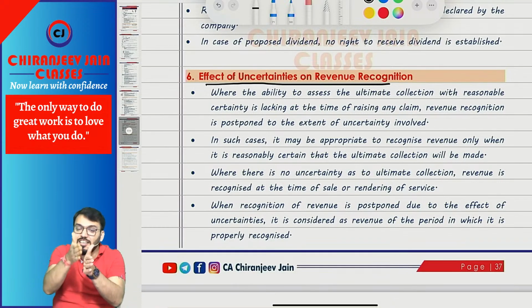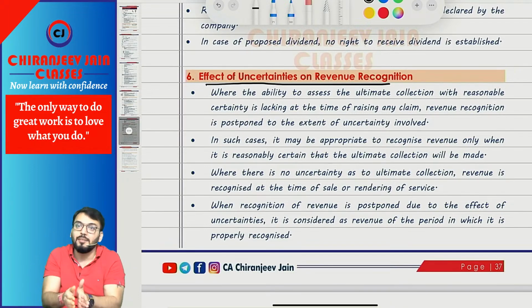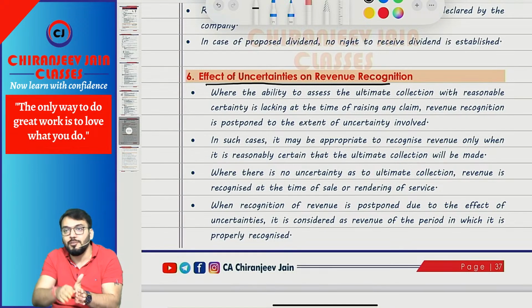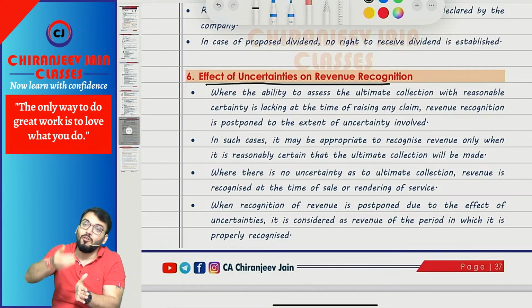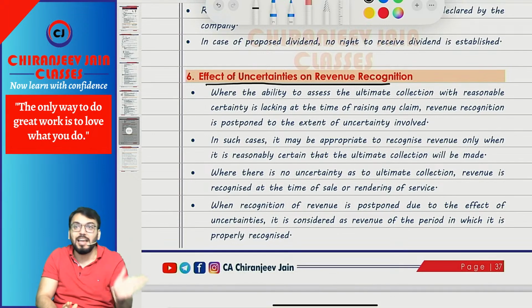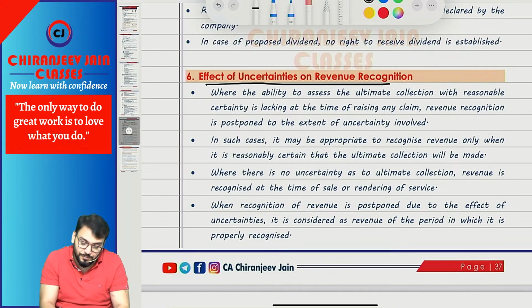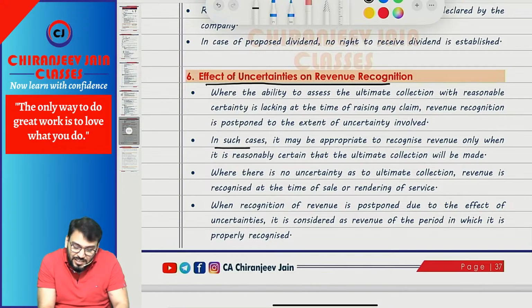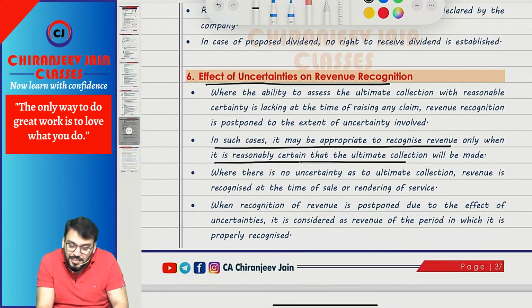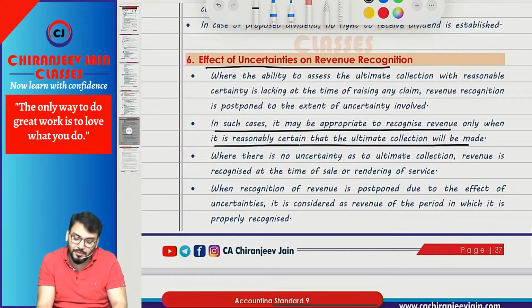When I say that condition is not satisfied, it does not mean we will not recognize revenue. We will recognize revenue, but right now we will postpone it. Even if the amount has been received, it will be considered as a liability, but we will not recognize the revenue. Understood what I am saying? So in such a case, it may be appropriate to recognize revenue only when it is reasonably certain that ultimate collection will be made.